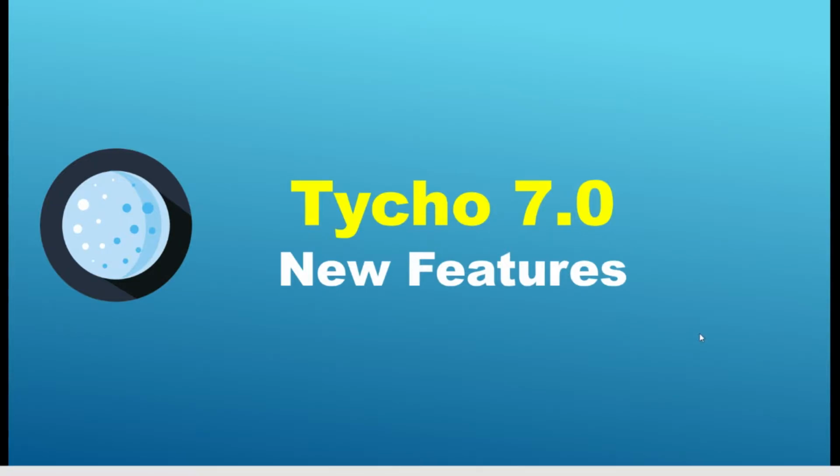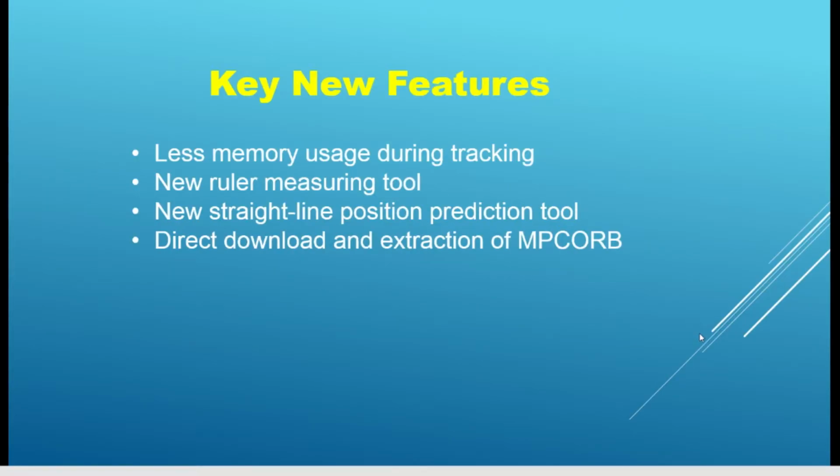So to get started, the first key item here is that the new version consumes a lot less memory during the synthetic tracking operation. So this will be of particular interest to those who like to process those really large sets of image files. The next item is that it has a new ruler measuring tool. So for those who like to measure distances between objects or perhaps a feature of a single object, this is a nice tool to have.